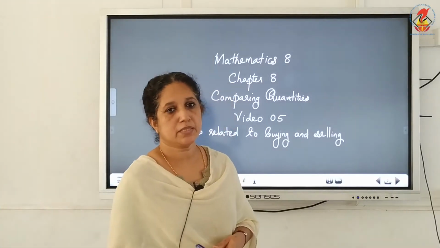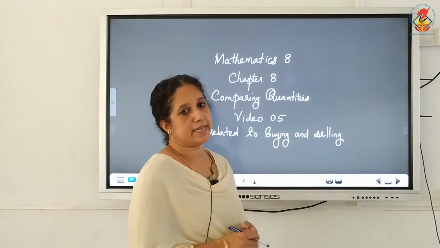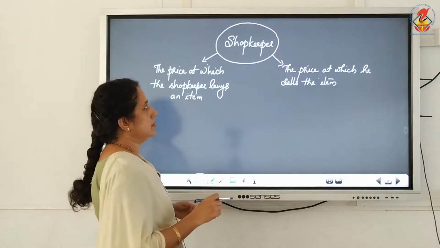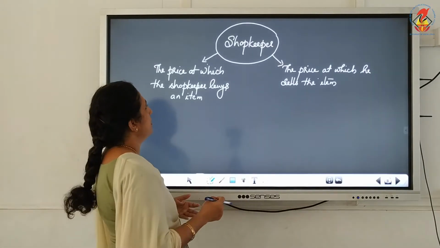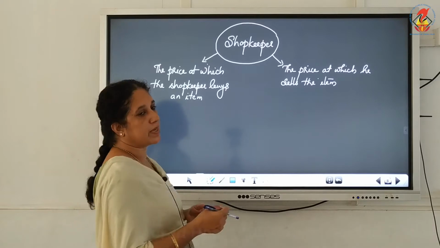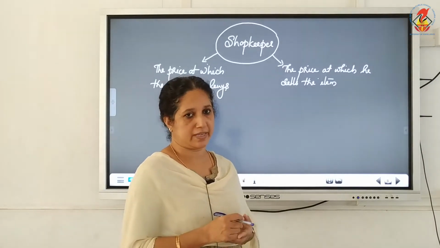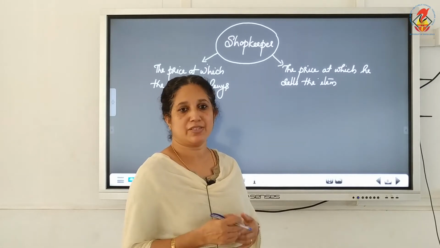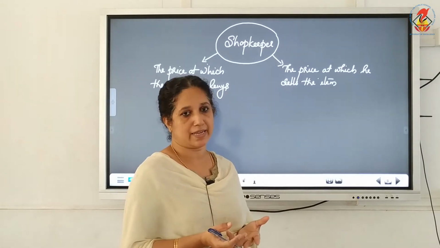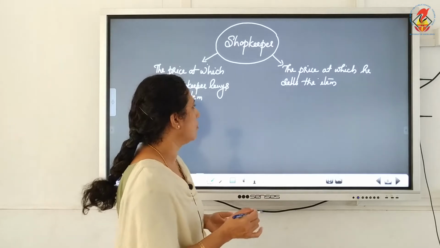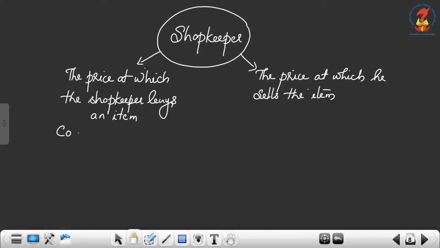Our next topic is prices related to buying and selling. Now we have the shopkeeper. The price at which the shopkeeper buys an item is called the cost price of the item. Cost price, and we can write cost price as CP.